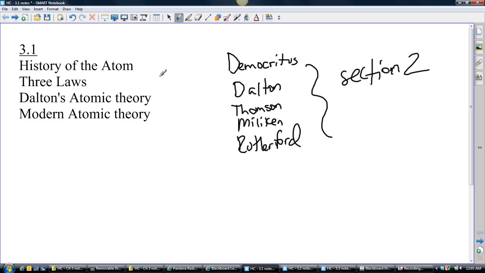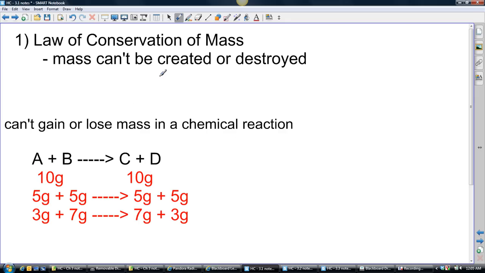Moving on. So the 3 laws that we're going to talk about. The very first one is called the law of conservation of mass. This will be one of the first labs that we actually will do, probably the end of the week.